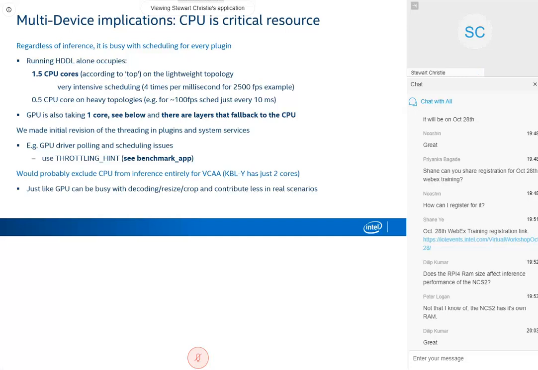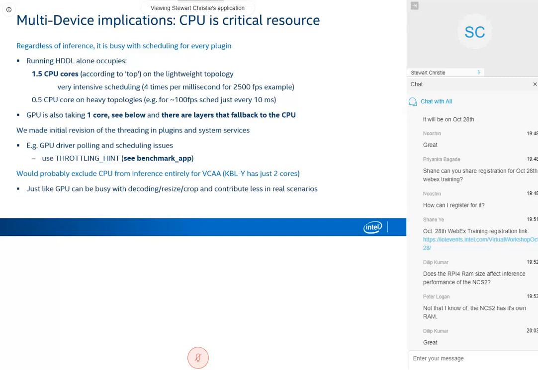So yes, if you're running HDDL, you need 1.5 CPU cores, depending on the model, right? If you've got this sort of 25,000 frames per second example, and you're only running one every 10 milliseconds, you need half of a CPU core. A GPU takes 1 core generally, and then there may be layers that fall back to the CPU as well, automatically. So that's the way it's done.